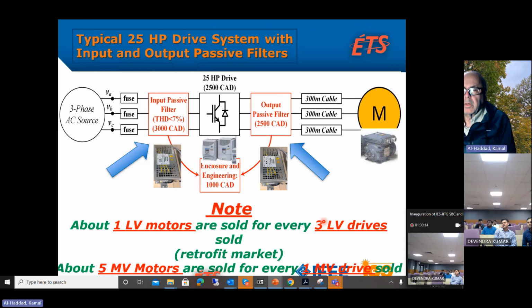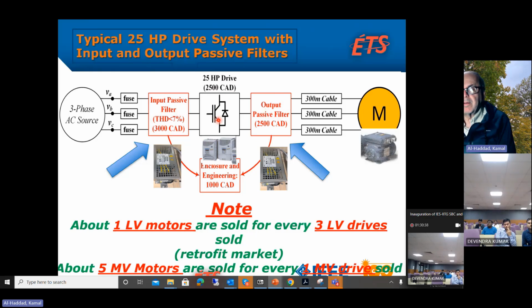Okay, so what's the problem? Look at here, a 25 HP drive costs about $2,500. Output filter, $2,500. Input passive filter, $3,000. So you are multiplying: you're not designing only the drive, but you have to take care of both filters.